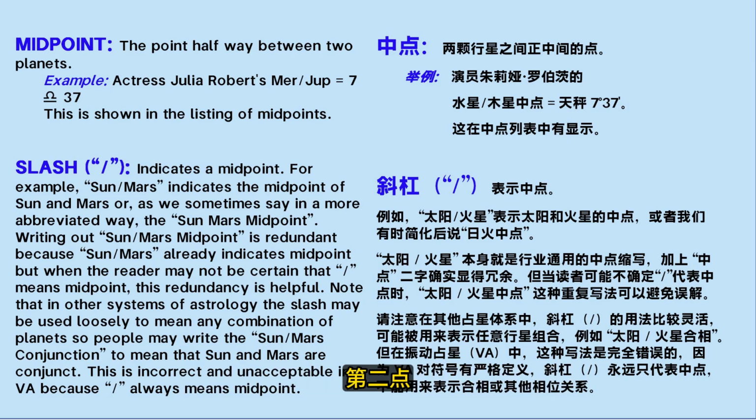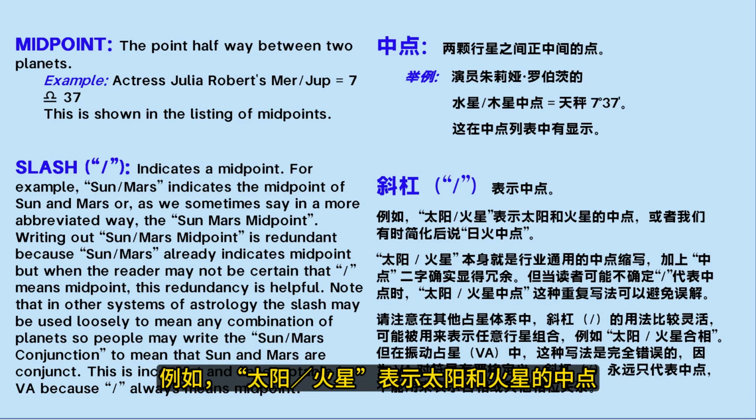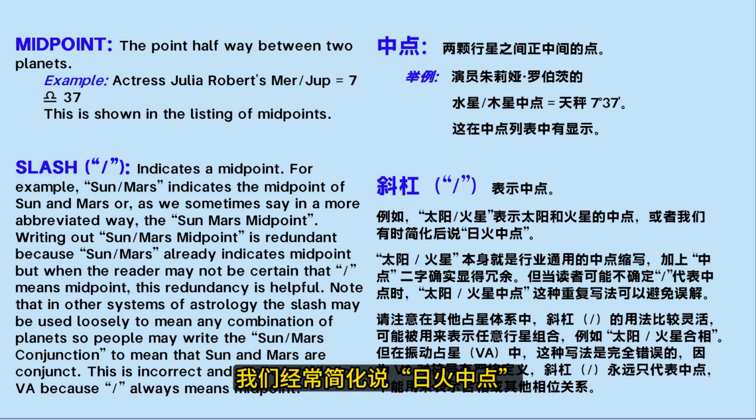Second thing you probably know as well, that the slash indicates the midpoint. So this notation, Sun/Mars, means the midpoint of Sun and Mars. And very often we say Sun-Mars midpoint. That's a fast way to say it. Instead of saying the midpoint of Sun and Mars, we just say the Sun-Mars midpoint. That's the typical fast way when you're talking to refer to a midpoint.